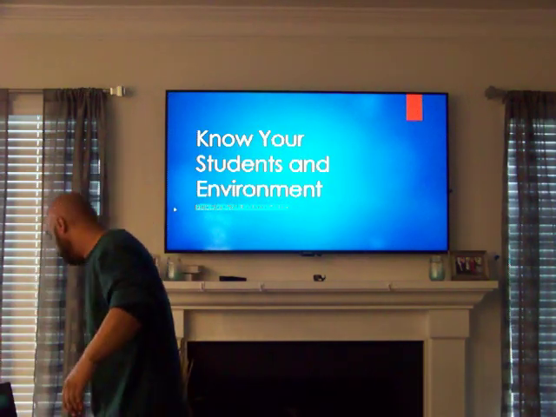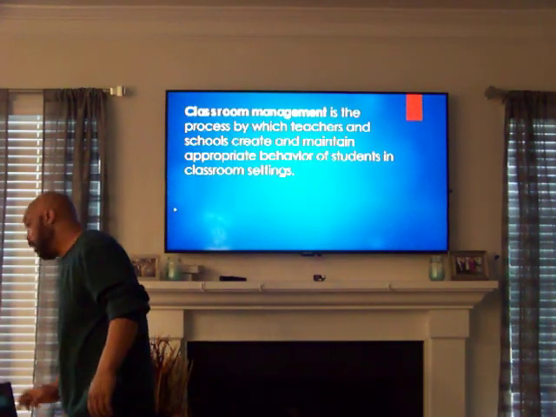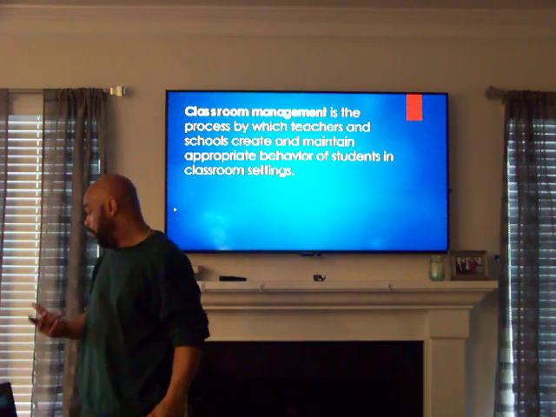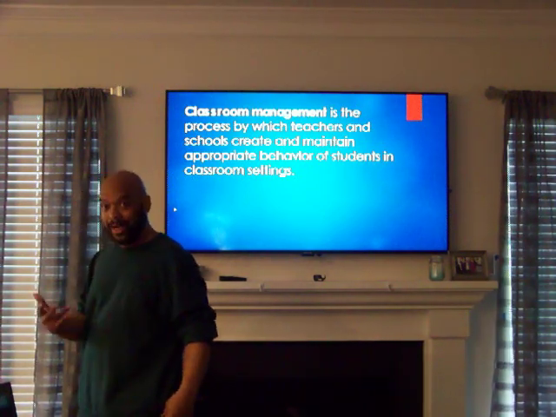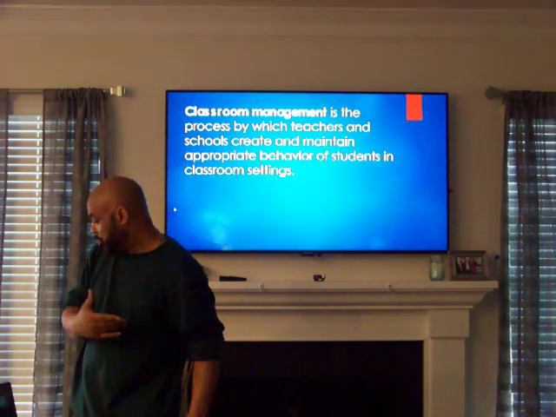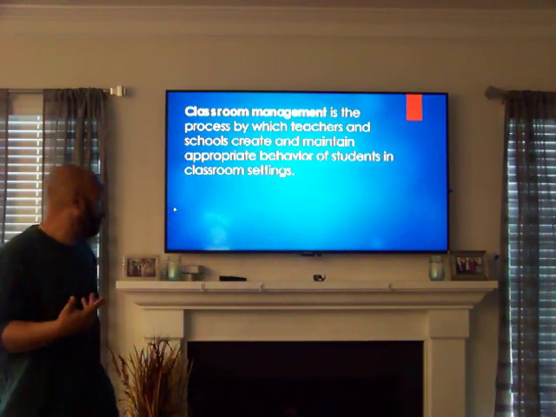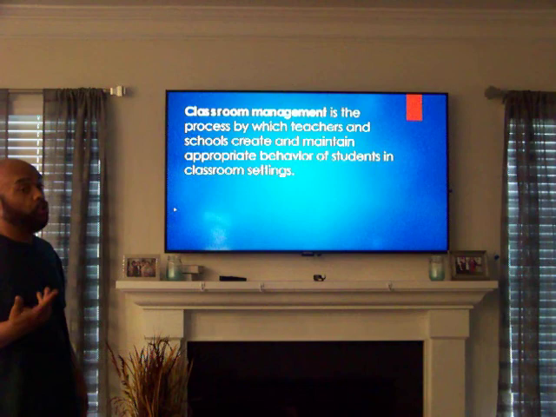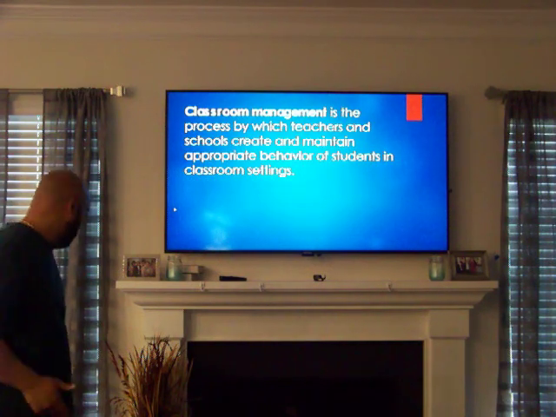Knowing your kid, knowing your student and your environment. Let's start off with the definition of classroom environment. Classroom environment is a process in which the teacher and the school creates an environment that is appropriate for students in the classroom setting.